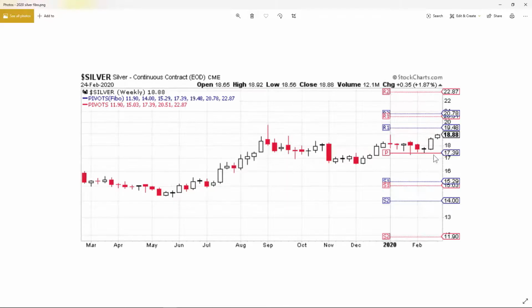Silver, looking for silver to go up to 1948 or 2031. I recommended it a few weeks ago when it pulled back to the yearly P here at 1739. That's where I bought some silver futures. And looking for 1948 is the first target, and then 2031 is the second target on silver. And your bull bear line is at 1740? 1740 is the bull bear line, correct. Okay, good to know.